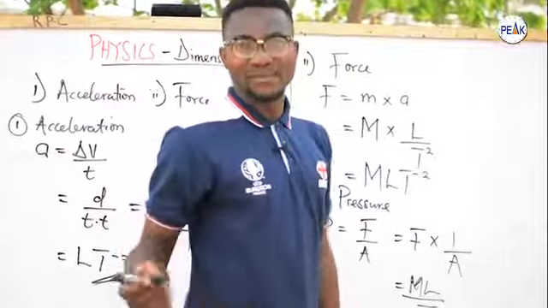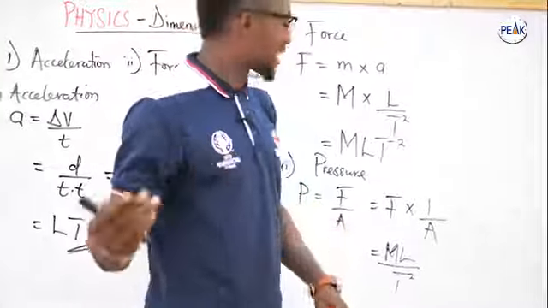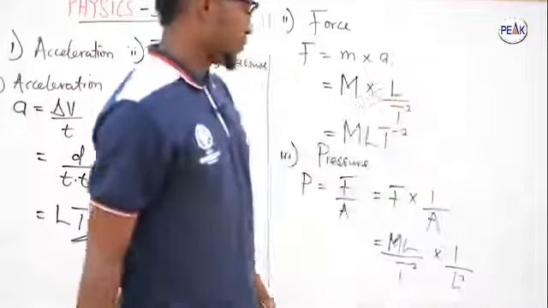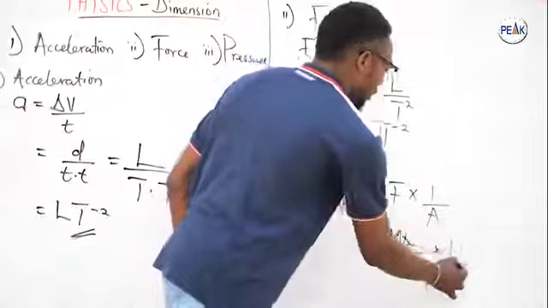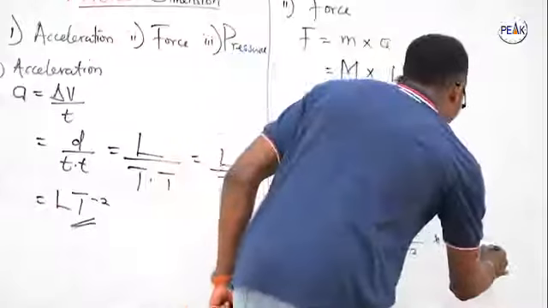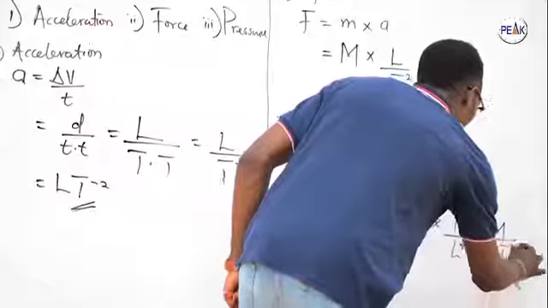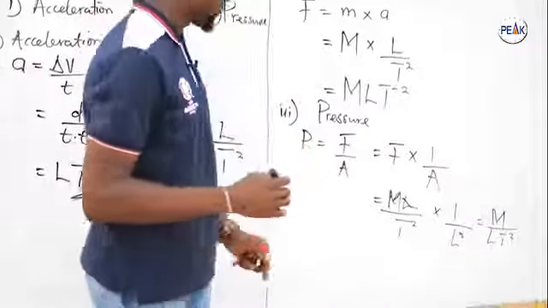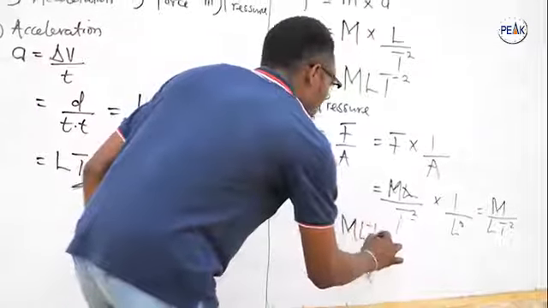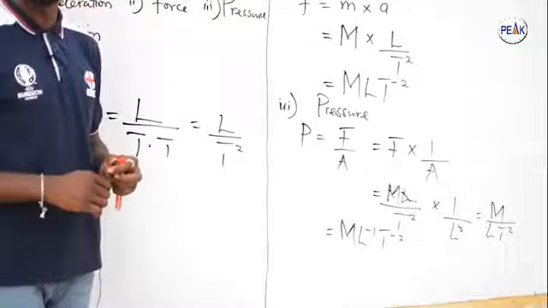Now, what is area? Area is length times breadth. Length is distance, breadth is also distance. So I have length times length, so my area is L squared, and it is 1 all over L squared. Is that taken? Of course, we cancel one of the L's, so I have one L in the denominator. That gives me M divided by L T squared. So if I write it in linear form, the dimension of my pressure is M L minus 1 T minus 2. M L minus 1 T minus 2.